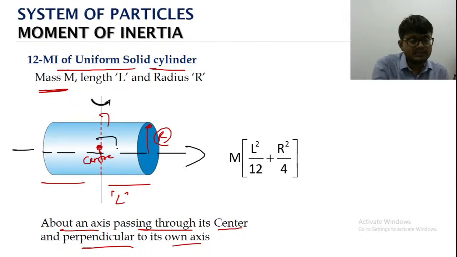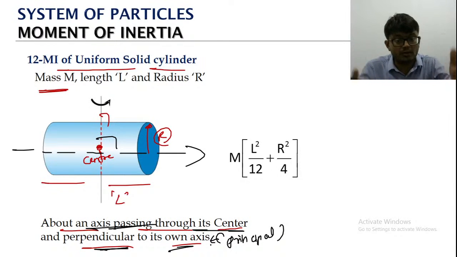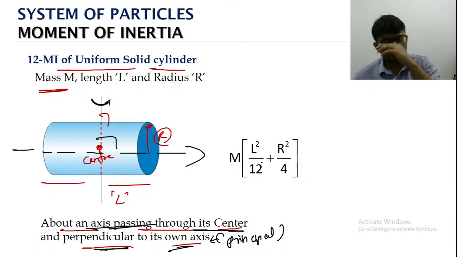So this axis that you're talking about is the axis passing through the center of the cylinder and perpendicular to its principal axis. Perpendicular to its axis means perpendicular to its principal axis. So look at the formula. What is the value for this? It will be M into L square by 12 plus R square by 4.